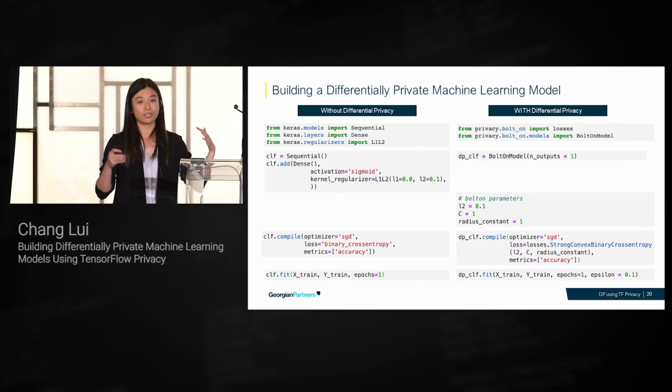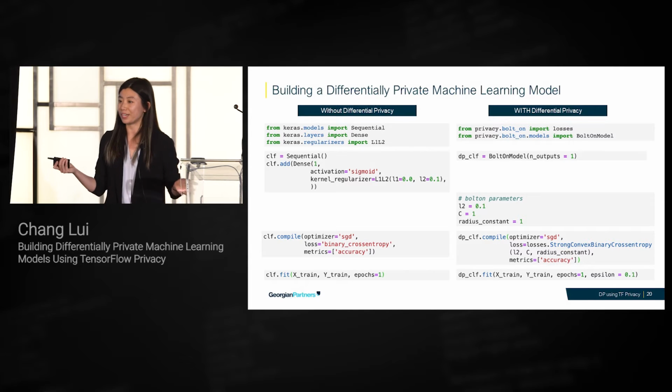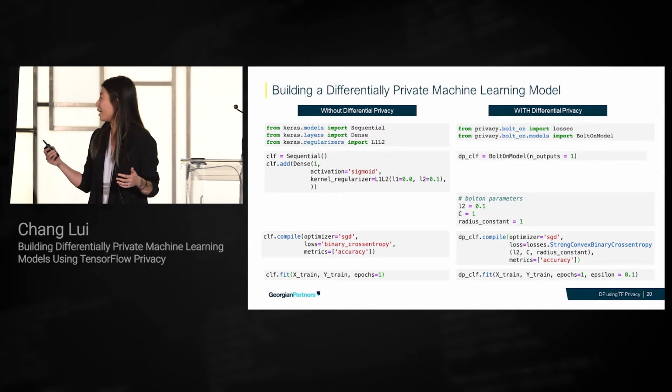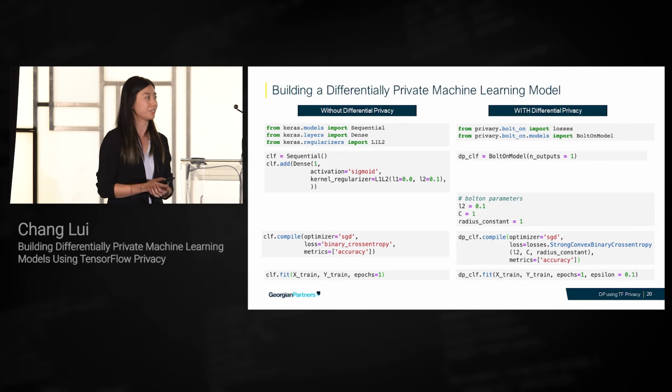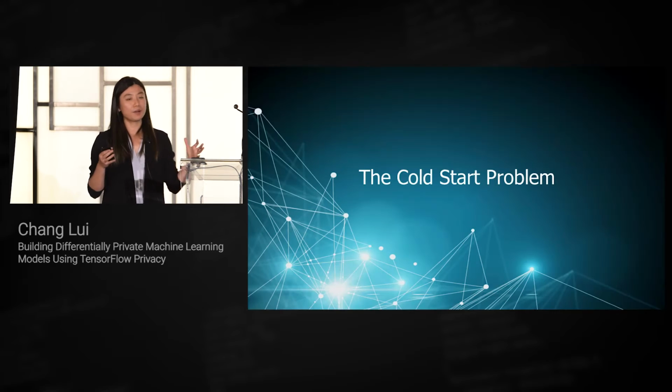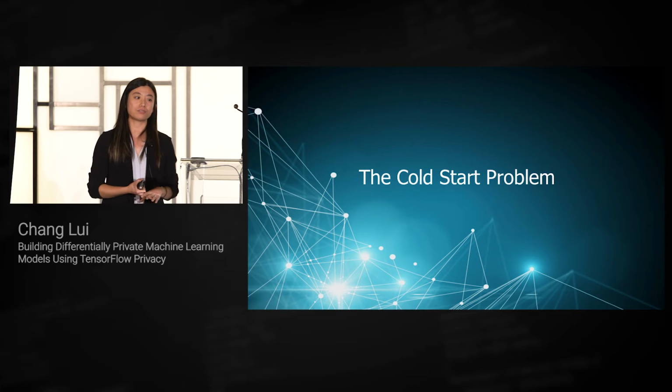In the package, there are lots of other tutorials. I really encourage you to download it and try it out. You can build a differentially private model very simply. All right, then I'd like to quickly go over a real-world use case of differential privacy and how at Georgian we've employed it.